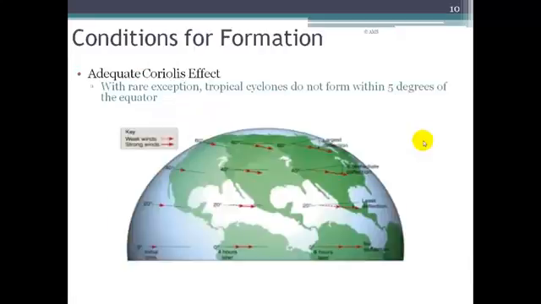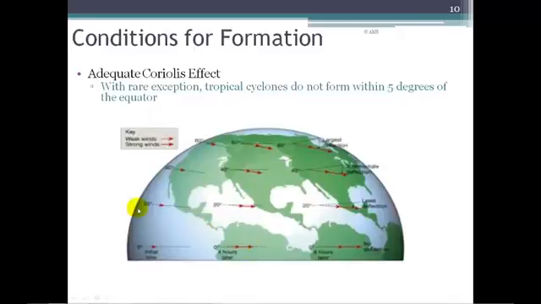Another condition for hurricane formation is adequate Coriolis effect, and it's the apparent rightward deflection of objects in motion in the northern hemisphere. And you might recall from when we talked about it that the Coriolis effect is weakest at the equator and strongest as we move towards the poles. My apologies for this blurry picture. It was the best one I could find, and what it's showing here is winds and their apparent rightward deflection, and you see that they're deflecting the most up here by the pole and the least down here by the equator.